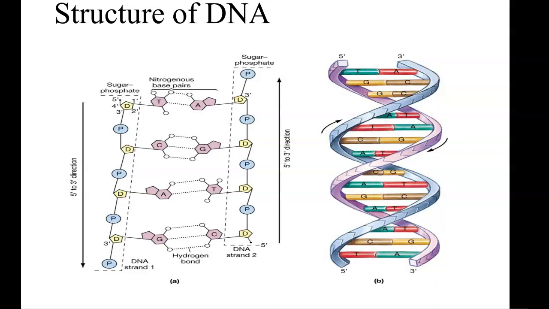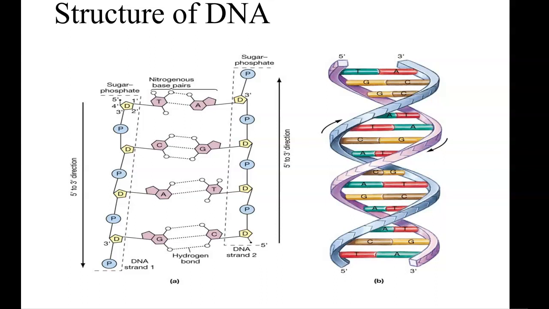Now, the other thing that you're going to see about this picture is if you take a look at the left side, it's got 5' to 3', which is facing down. And then on the right side, it's got an arrow that's facing up that says 5' to 3'. So what on earth does this 5' to 3' mean?